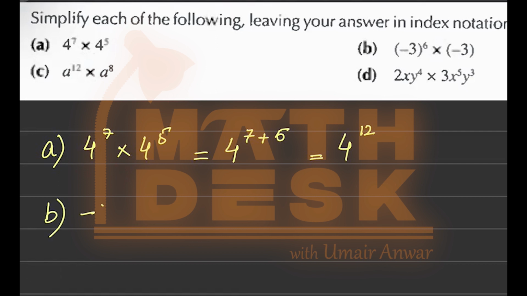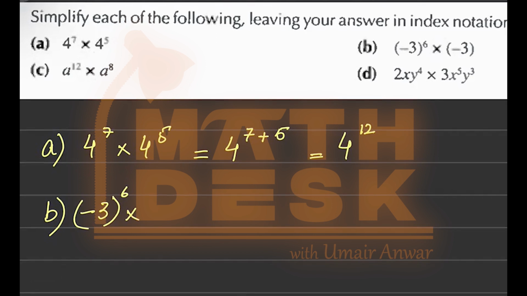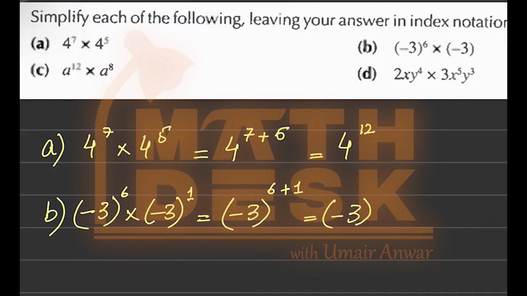In part B, it says minus 3 raised to 6 multiplied by minus 3, and there is no power over here, so we know that the power is going to be equal to 1. Now again, the bases are same. First term is being written with the base minus 3, second term also has the base minus 3, and the same bases are being multiplied. So the first law of indices would be applicable over here. I will be writing a single base minus 3, then the first index 6 plus the second index 1. So it would become equal to minus 3 raised to 7. This is the answer of the second part.